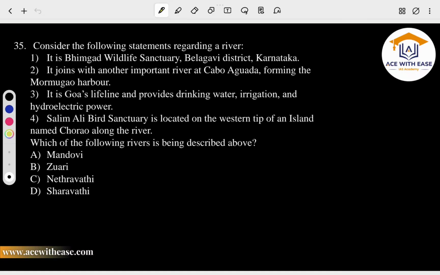35th. Consider the following statements regarding the river. It originates in the Bhimgad Wildlife Sanctuary, Belagavi district, Karnataka. It joins with another important river at Cabo Aguada, forming the Mormugao harbour. It is Goa's lifeline, providing drinking water, irrigation and hydroelectric power. Salim Ali Bird Sanctuary is located on the western tip of the island named Chorao along the river. Yes, all these are indicating one important river in Goa. From these statements we can get the answer: Goa's lifeline is the Mandovi River.